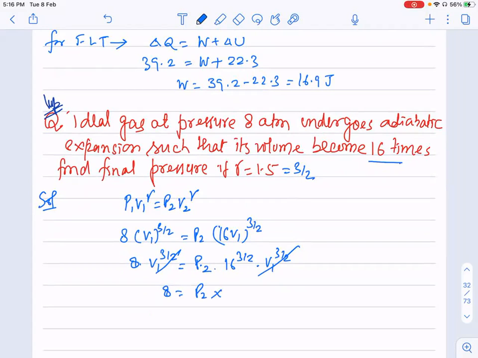So 8 is equal to P2 times 16 to the power 3/2, which means 16 cubed under root. Take the root first. The root of 16 will be 4. Cube of 4 will be 64. So this will be 64. Is it okay? Or is something wrong? 16 times, so the cube under root gave 4, and the cube gave 64, right?